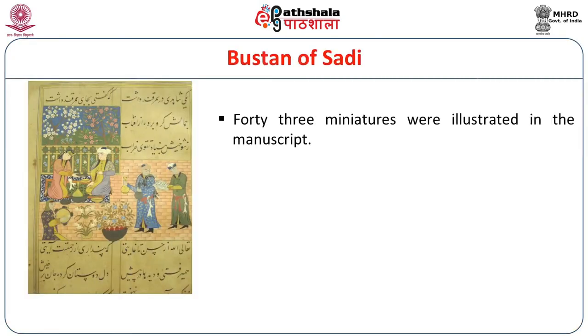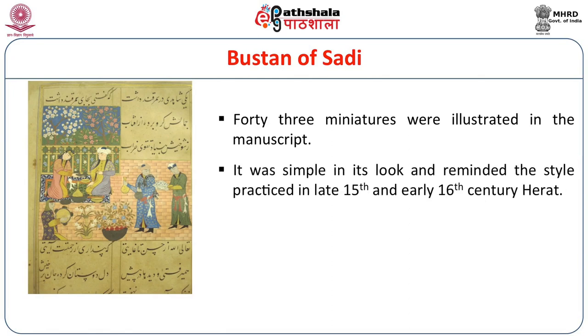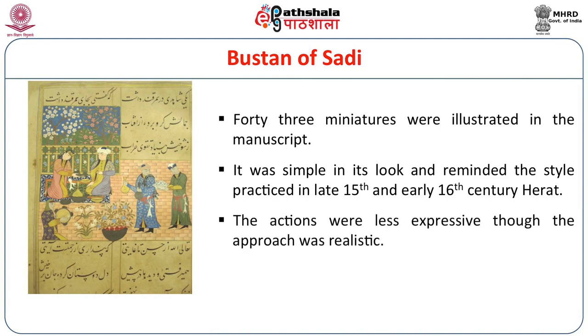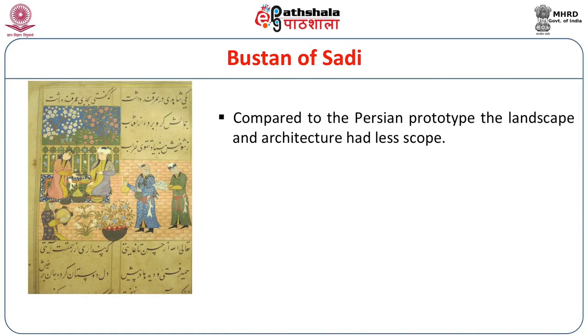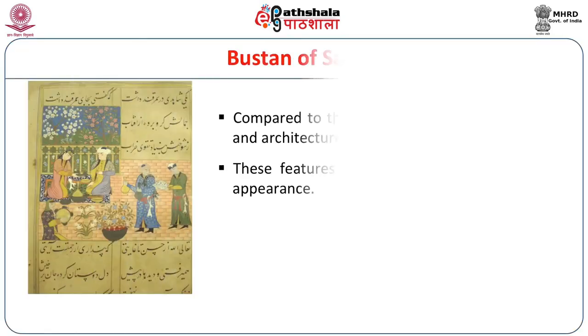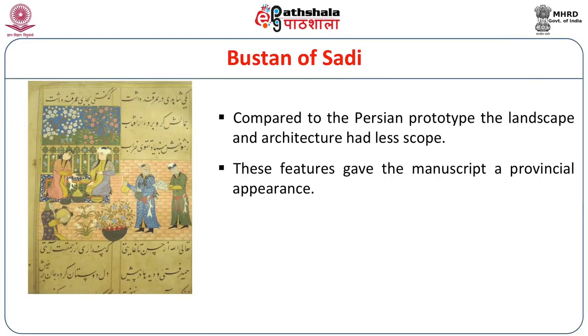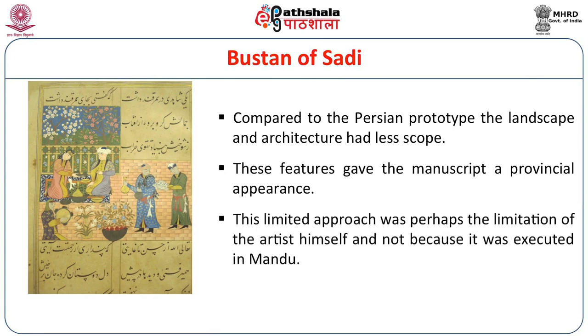There are 43 miniatures in total in this complete manuscript. It was simple in its look and reminded one of the style practiced in late 15th and early 16th century Herat. The actions were less expressive, though the approach was realistic. Compared to the Persian prototype, the landscape and architecture had less scope. So therefore, this is where it actually deviates from the Persian mood. The features gave the manuscript a provincial appearance. This limited approach was perhaps the limitation of the artist himself and not because of the artists who lived in Mandu.